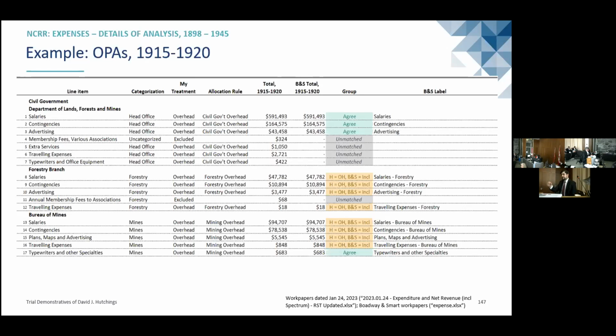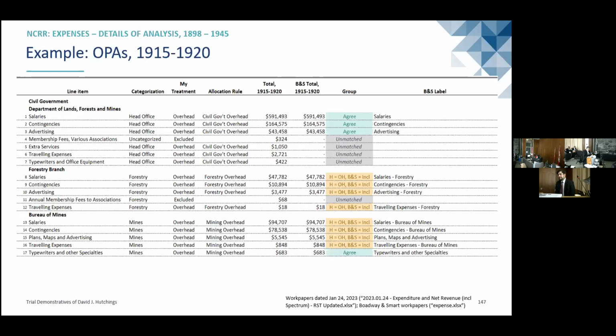We skip down a few lines, we see Forestry Branch in bold. Then line 8 is the salaries of the Forestry Branch, and so on. So, it kind of appears in a nested format, as we've seen, where it squiggles in and out. This is how we've categorized it here.